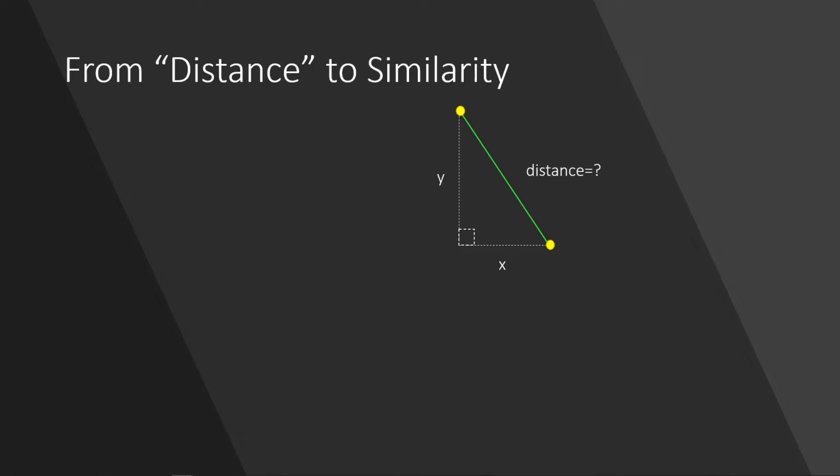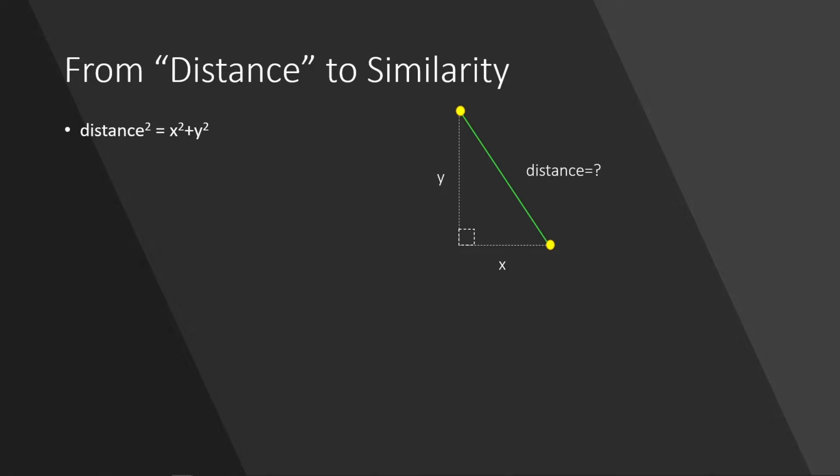So if we know x and we know y, what is the distance between these two dots? We have that the square of the distance is equal to the square of x plus the square of y. So it's a fairly straightforward measurement. We have all learned that ages ago from the geometry class. So we are going to use that distance calculation to derive a similarity measure.